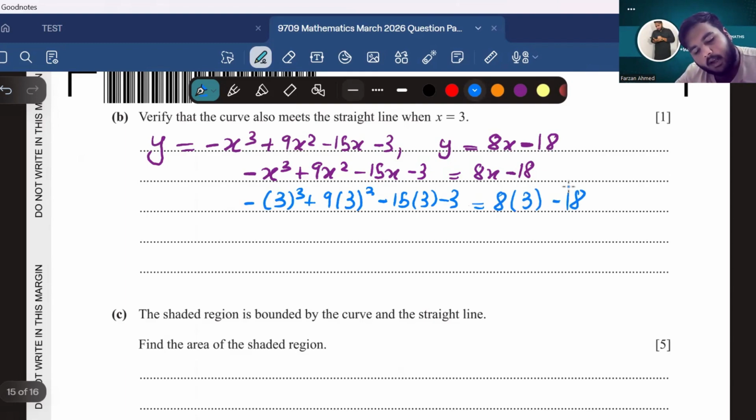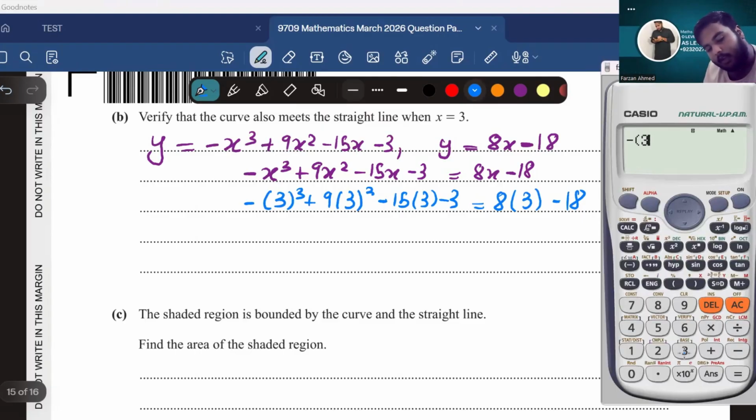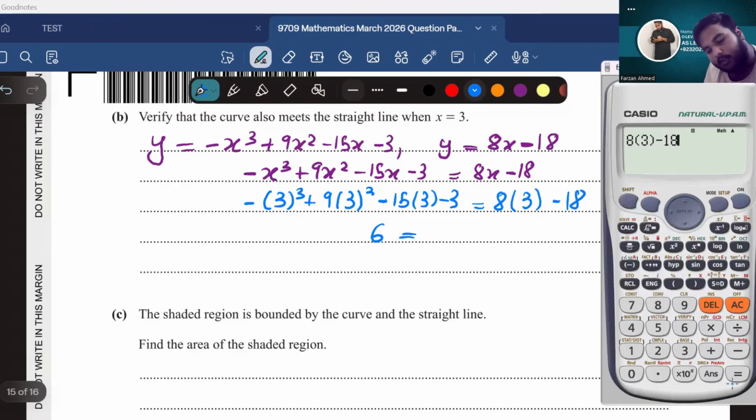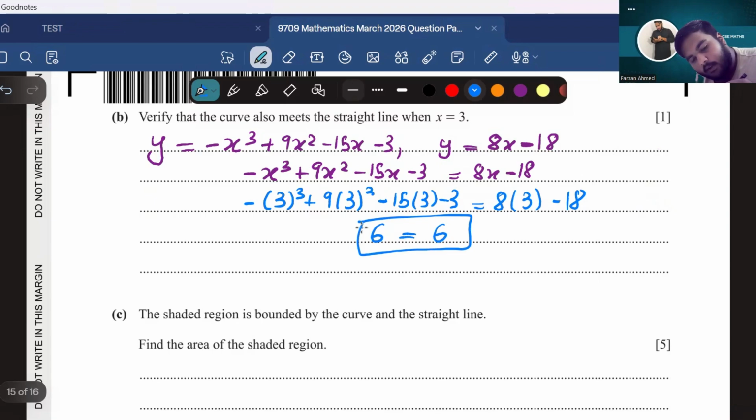With the help of the calculator, minus bracket 3 cubed plus 9 bracket 3 squared minus 15 bracket 3 minus 3, we got 6. And from here, 8 bracket 3 minus 18, we also got 6. So that's how we have verified.